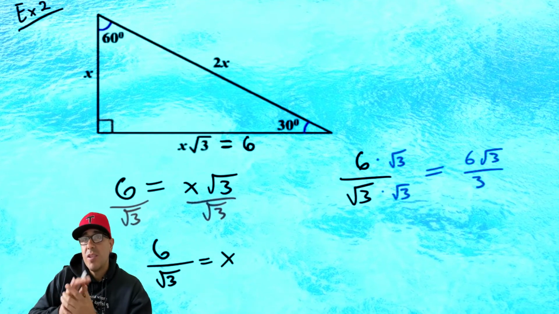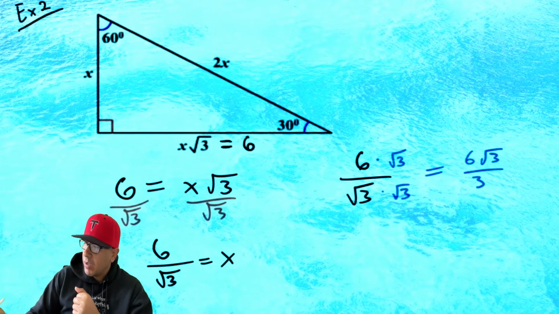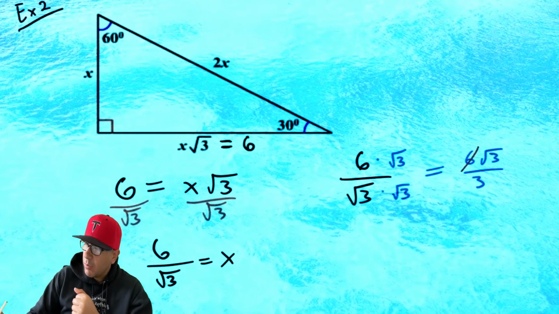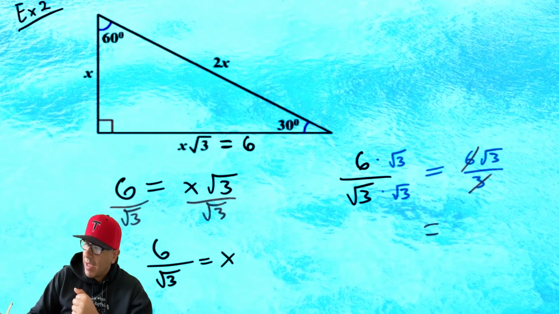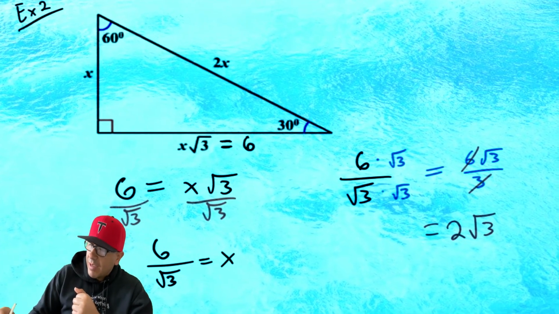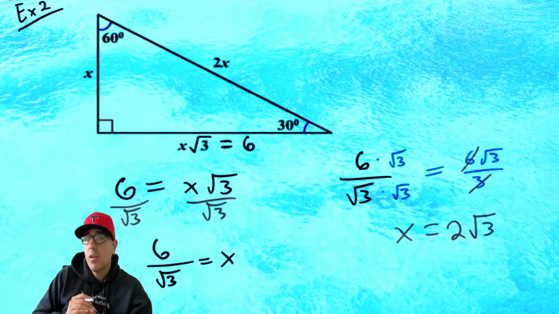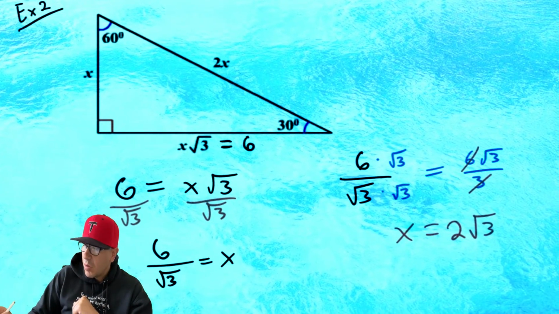All right, we always want to check, can we reduce this? So 6 divided by 3, we could reduce that. So we'll divide both of those by 3. So we end up with 2 square root of 3. So there is our value of x. So wherever we see x now, we could go ahead and plug in 2 root 3.